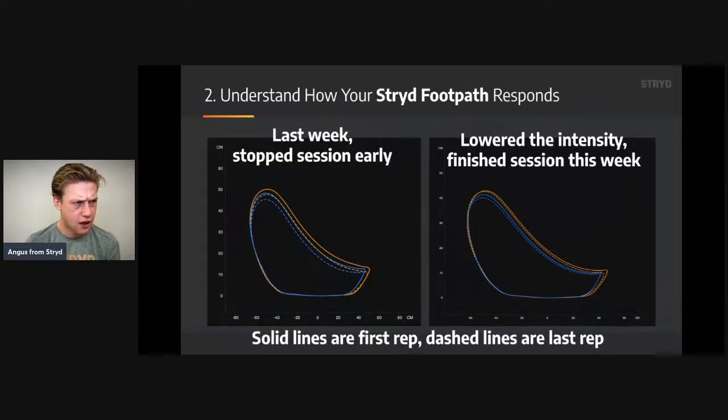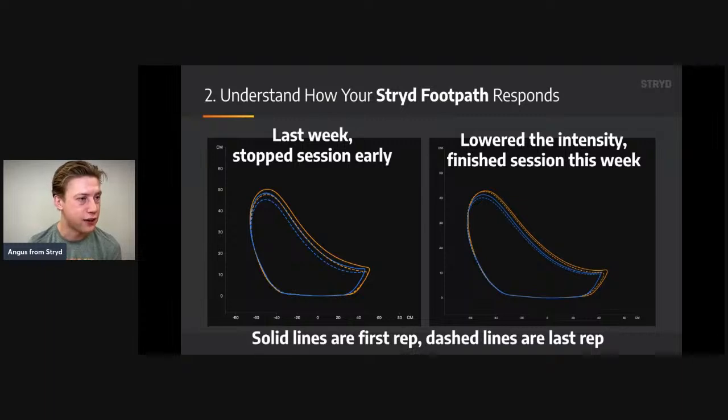And just doing that comparison, the footpaths from last week versus this week, we can see that image that we just looked at on the left-hand side of last week's footpaths. The solid line, of course, being the first rep when I'm just starting out, I'm feeling good, and the dash line being that last repetition where I've started to fatigue a bit. Of course, I worked hard, and the last week I had to stop the session early because I was so fatigued. This week, of course, I lowered the intensity and I was able to finish the session.